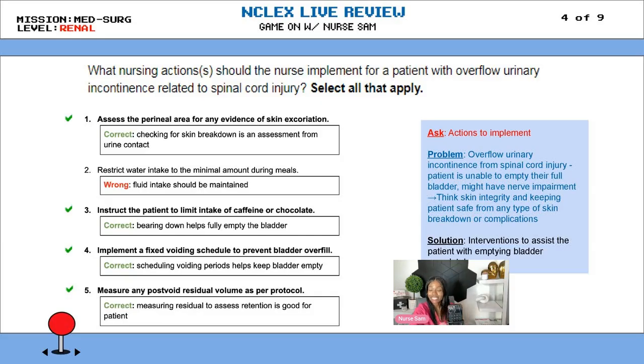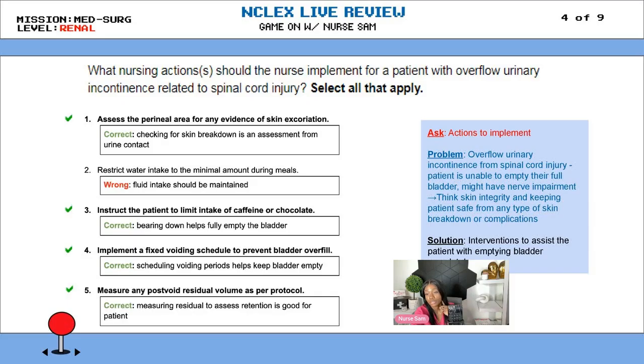But again, practice makes perfect, or progress, I should say. Great job. All right, so 1, 3, 4, 5. 1 says assess the perineal area for any evidence of skin excoriation. That is something that you do want to do. Checking for skin breakdown is an assessment from the urine contact. Remember, when you have skin that's always moist and always wet, it's at an increased risk for skin breakdown. Especially if they have incontinence, that's a big one. Huge red flag for skin breakdown. So that's why 1 is correct.